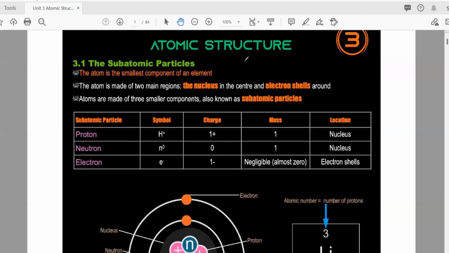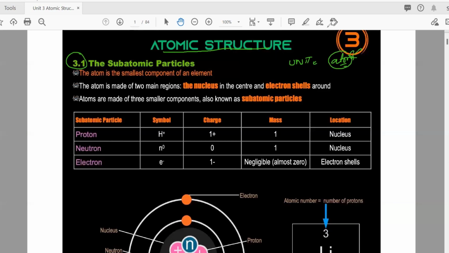Okay, Bismillah Rahman Rahim. So today we're going to start our topic number 3, and this is the atomic structure. As we discussed in the previous lecture, the unit of matter is what? Atom. Now we'll talk in detail about the atom, the smallest part. So what is inside the atom?